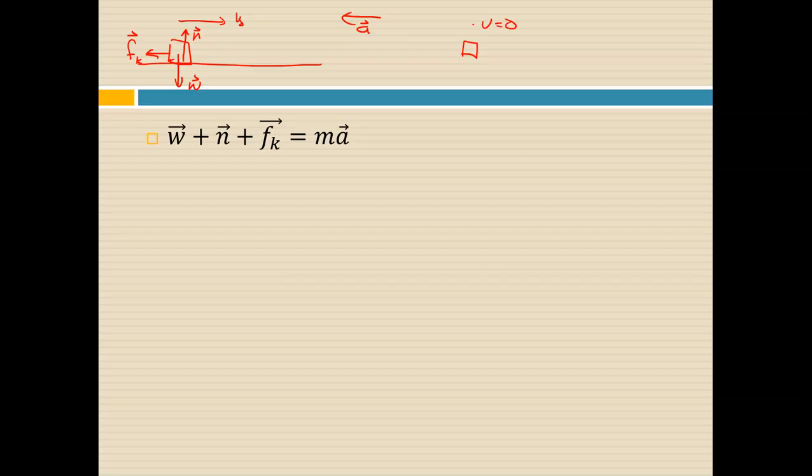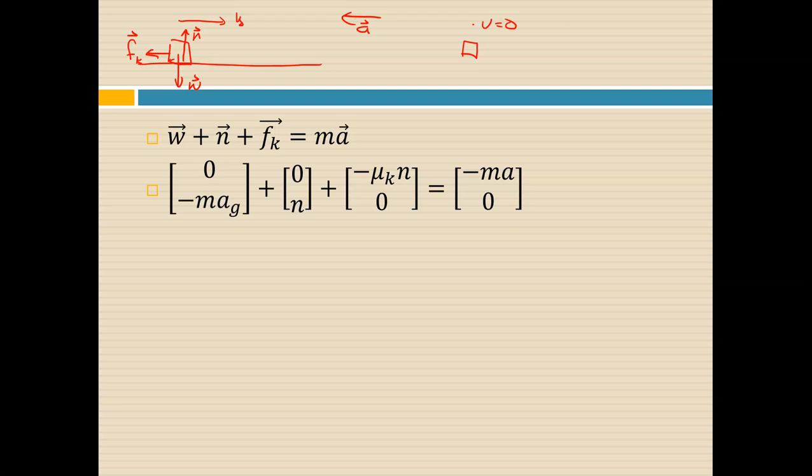Let's replace them with components. When we replace them with components, we see that the weight is strictly in the negative y direction, the normal is in the positive y direction, and the friction force is in the negative x direction, and we're going to let the acceleration be in the negative x direction as well. This is assuming that positive x is in the direction of the puck's motion. All right, that gives us our two equations.